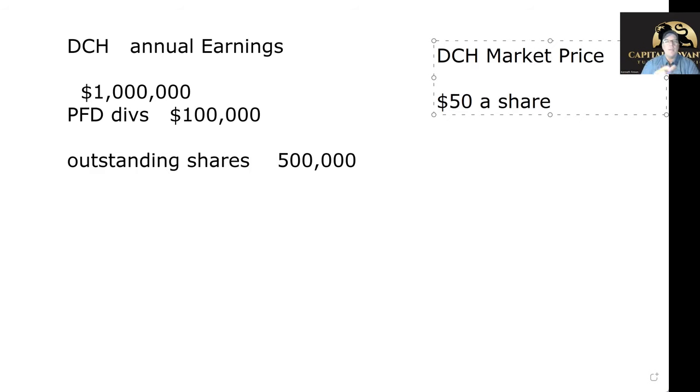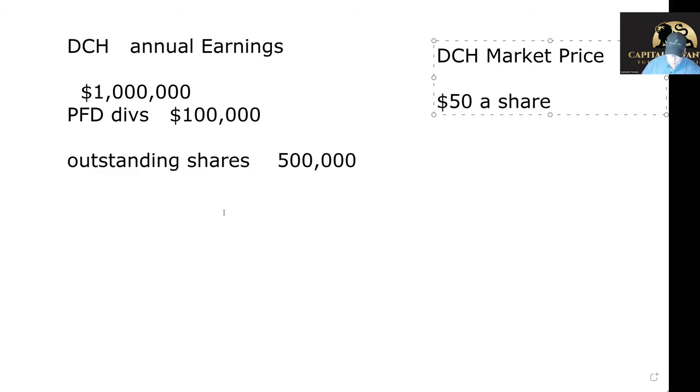So the thing is here, we made $1 million. That's our annual earnings. But we do have to deal with the preferred dividends because they get paid before the common. And remember, earnings per share is really earnings available to common per share. So we're going to do annual earnings of $1 million and outstanding shares of 500,000. If they don't mention preferred, we just do $1 million divided by 500,000. That's $2 a share. But we have the preferred here, so we have to suck that out of the earnings.